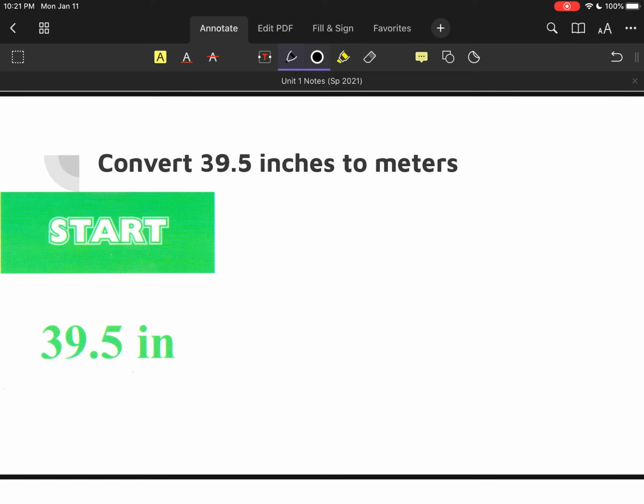Okay, if you're in class, you'll see we're going to be using these cards, but if you're not in class, I still wanted you to be able to see the cards because it might make it a little bit easier to visualize what we're doing. So if I'm starting with 39.5 inches and I want to convert it into meters, because remember we've talked about how we use meters in science, so I want to convert this into meters.